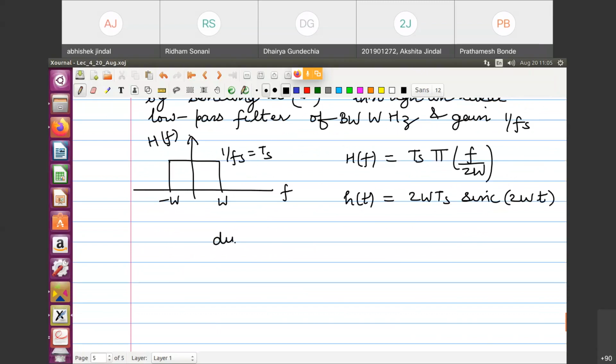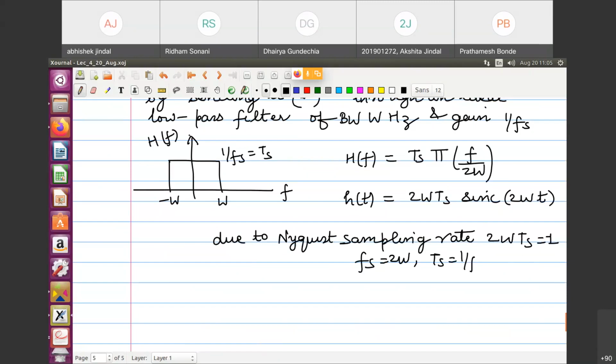Now due to the Nyquist sampling rate, suppose we are sampling at the Nyquist rate exactly, not greater than that. So 2W T_s is nothing but 1. Why? Because we have chosen f_s as 2W, T_s is equal to 1 by f_s, so this becomes equal to 1 by 2W. So because of this, 2W T_s is 1. So your h(t) becomes sinc of 2Wt.